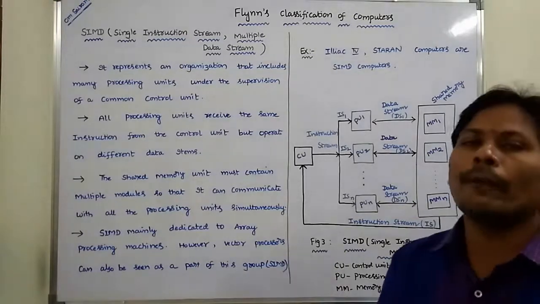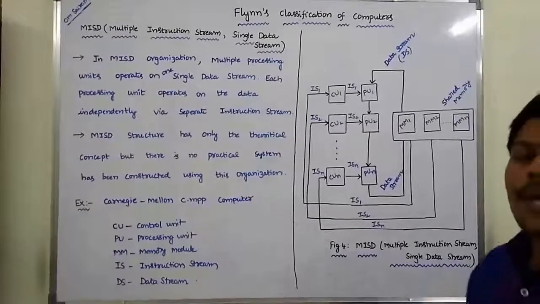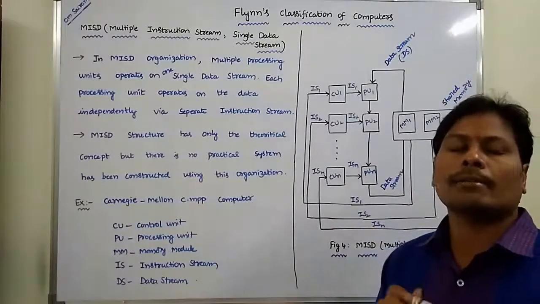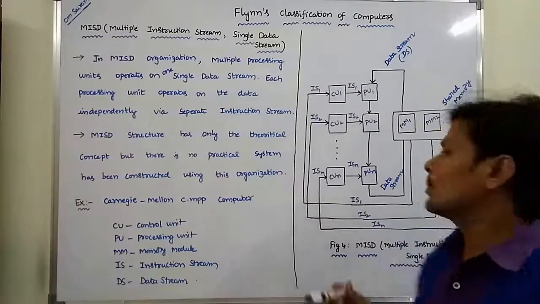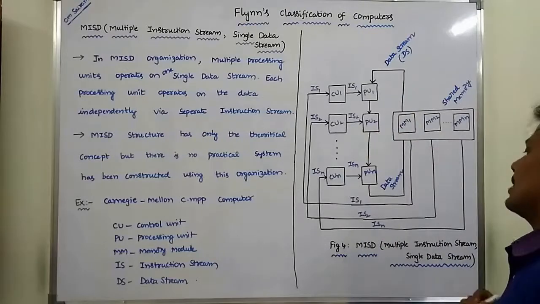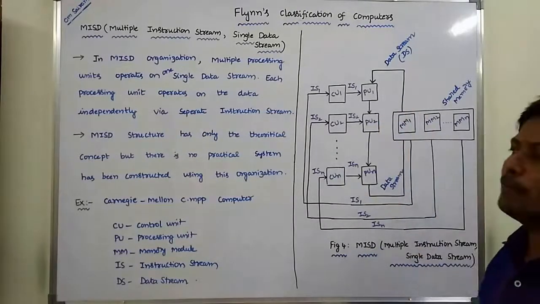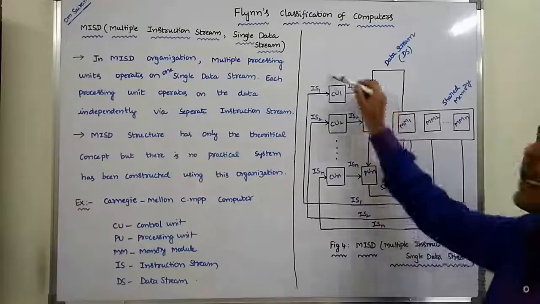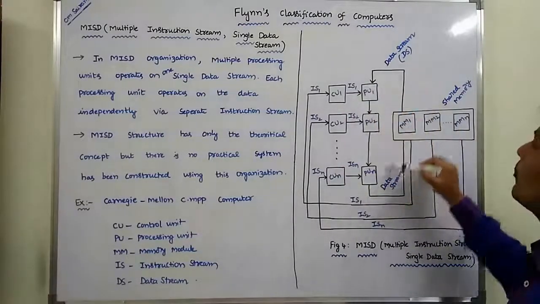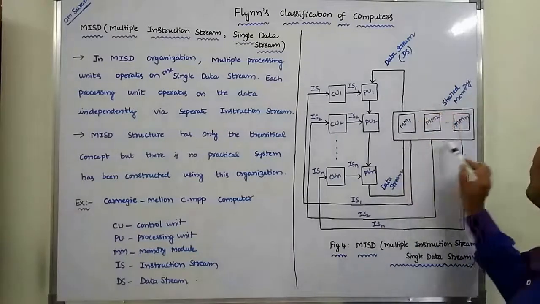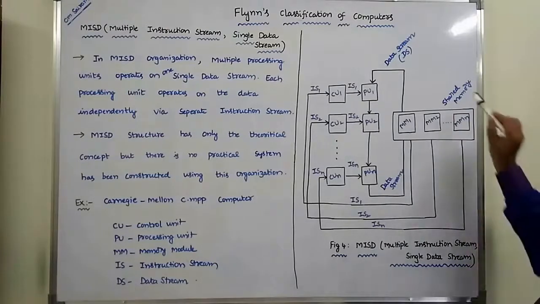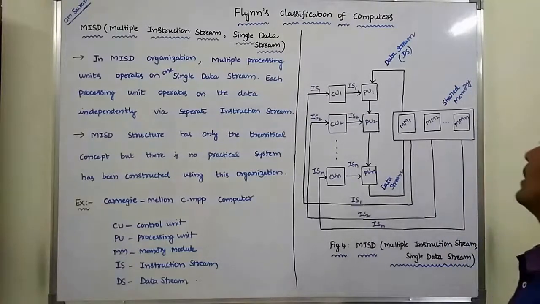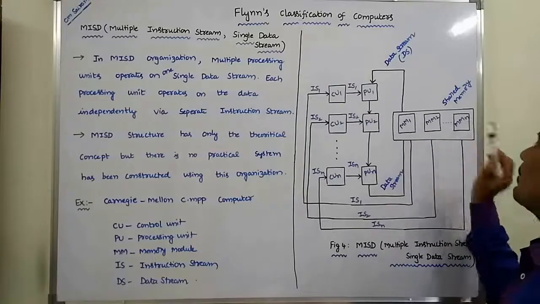Now we go for the MISD computer. The third type of computer is the MISD computer, multiple instruction stream and a single data stream. So this is the MISD organization or MISD architecture. This MISD architecture mainly consists of n number of control units and n number of processing units and only one shared memory unit. This shared memory unit can be divided into several memory modules, memory module 1 to memory module n.